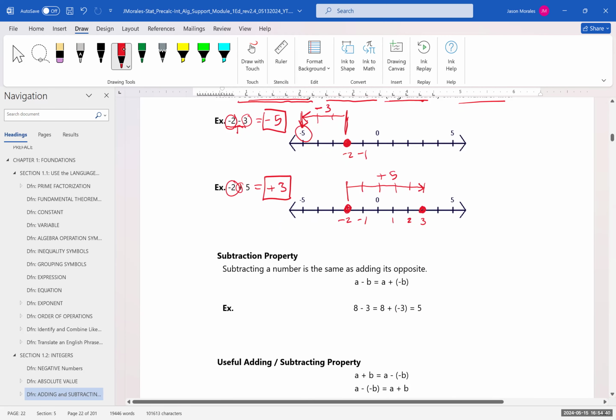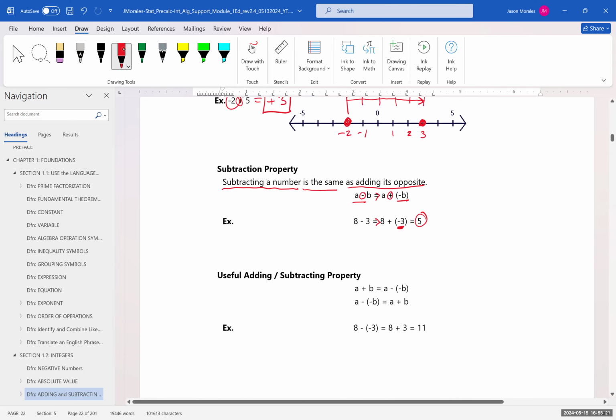A property of adding and subtracting integers. So subtracting a number is the same as adding its opposite. So if you see something like this, a minus b, you could think of it as a plus a negative integer. So instead of thinking of it as subtraction, you could think of it as adding a negative integer instead. So for example, if you had 8 minus 3, you could think of it as 8 plus a -3. It'll just give you the same answer.